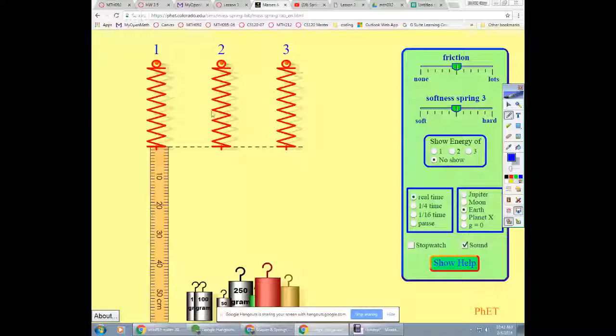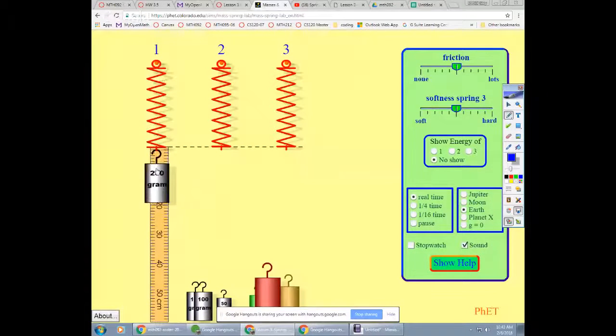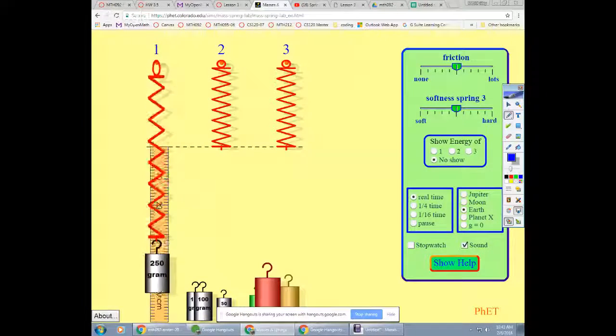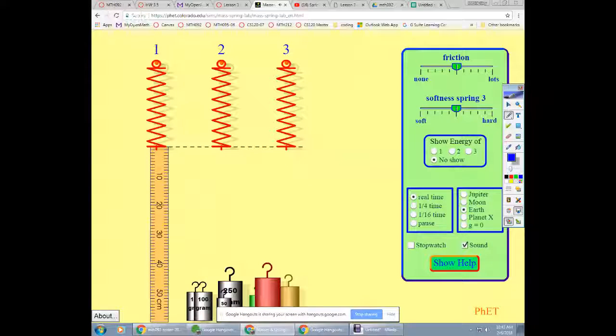Share. Okay, so I was demonstrating this app, which I got from the Spring Scale app on the 3-6 lesson, where you can stick weights on it. And it's kind of realistic. All right, stop it. With sound effects.